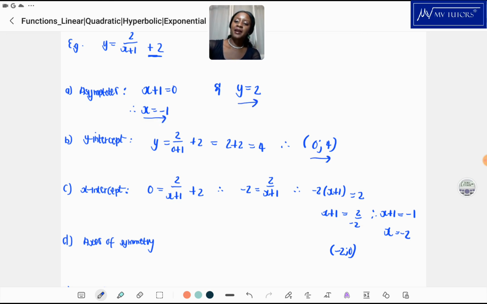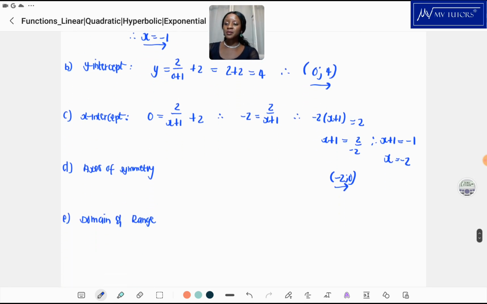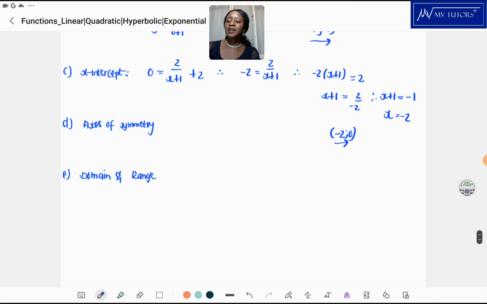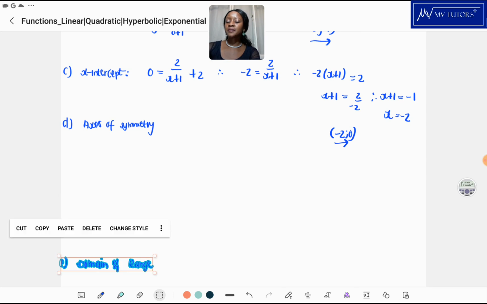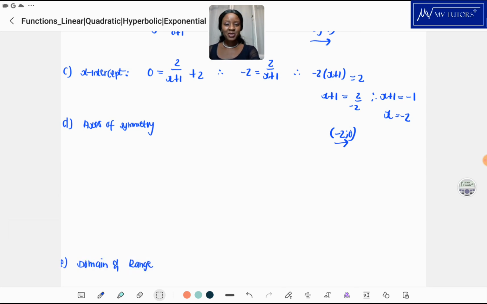I have my x and y intercept, and now the axis of symmetry. Let me just take this down a bit low. I'm going to need more space, which I underestimated. The axis of symmetry, we just did it. So let's just continue again.